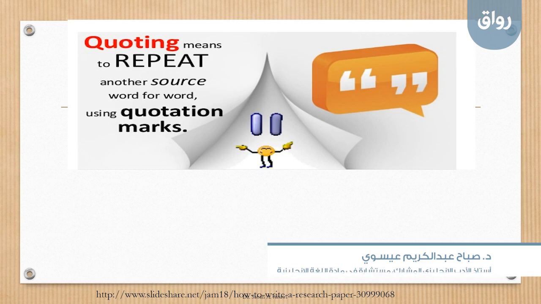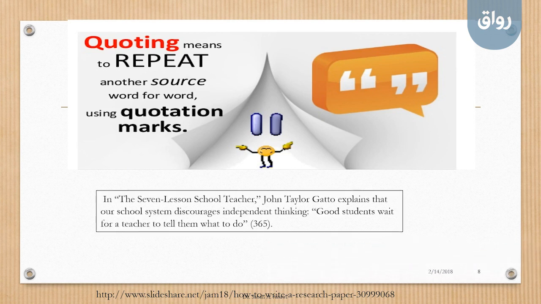So before I revise with you the exact meaning of paraphrasing, in order to really understand the concept and try to apply it better, I would like to show you what a quotation, or a direct quotation, looks like. Here is what it looks like. This is a direct quote, which means that good students wait for a teacher to tell them what to do. It is the exact words of the original author in this article. Our reference here is an article, The 7 Lessons School Teacher, and the exact page number is 365.